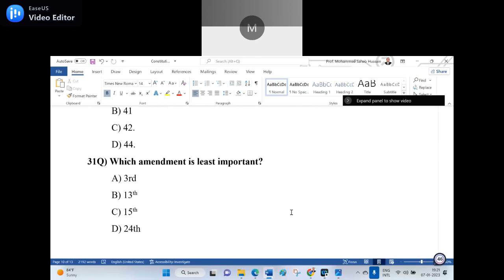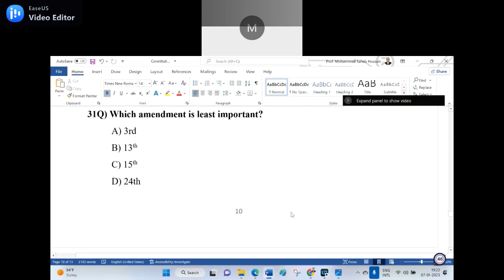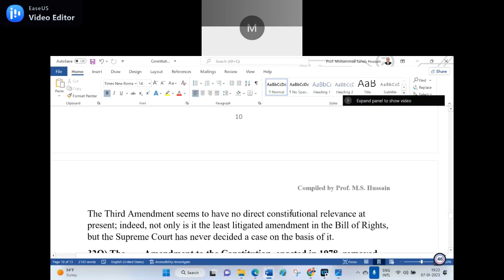Option A, sir. Third Amendment. Option A, Third Amendment is the least important amendment. I am not asking what that amendment is.